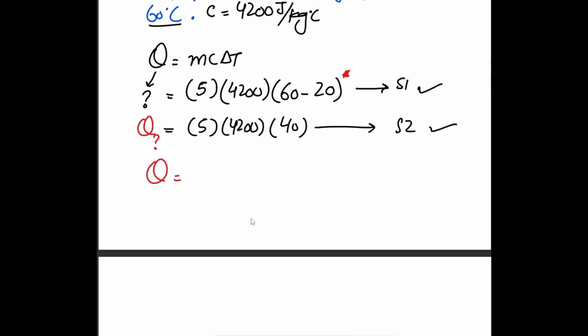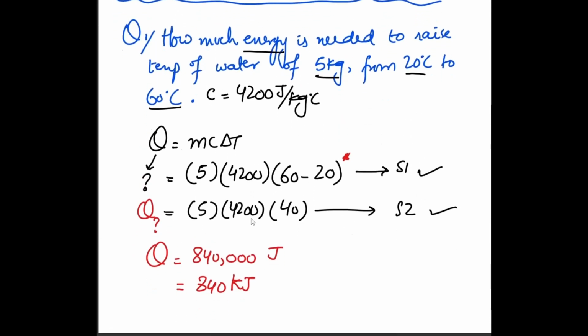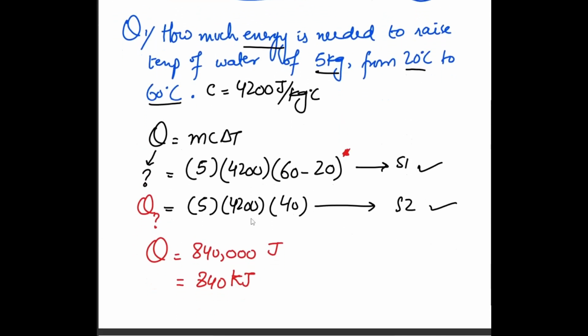We can find this by calculator now. So 5 into 4200 multiplied by 40, so we get 840,000 joules. I can simply write this down as 840 kilojoules. So I'm going to take a pause at this place. Try to solve this question on your own once, and then we can move forward.